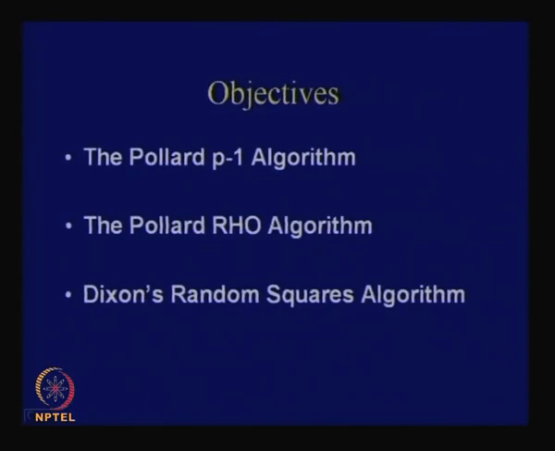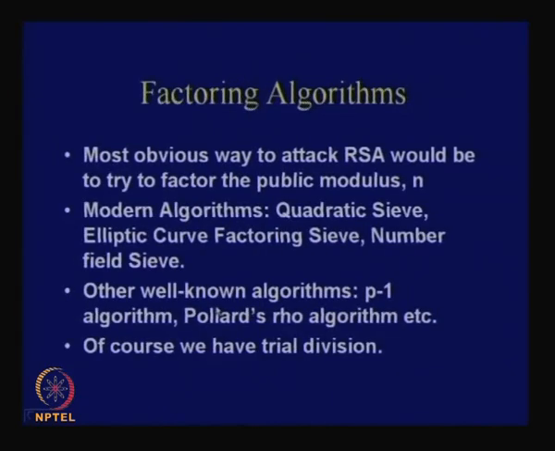Essentially we shall be discussing three main algorithms. One is called the Pollard p minus 1 algorithm, and the other is called the Pollard rho algorithm. Then we will conclude with another algorithm, a random squares algorithm, called Dixon's random squares algorithm. Okay. So, some basic points about factoring algorithms.